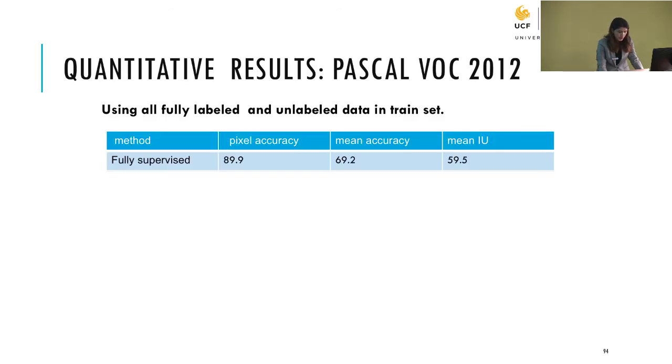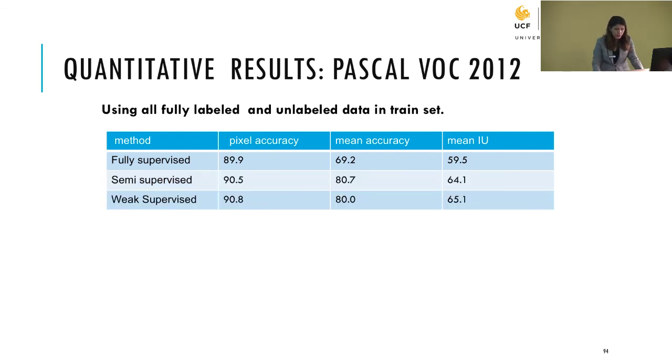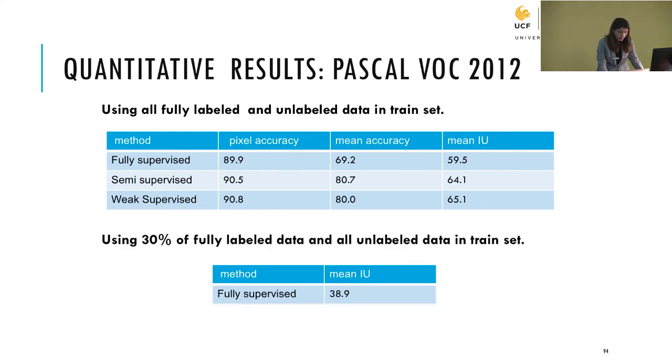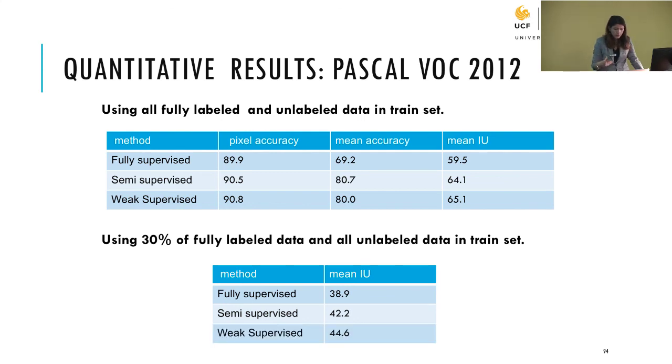This is a quantitative result on Pascal. For Pascal, we can use a weakly supervised approach as well because we have the image level label, and we get some improvement. We repeated this experiment using only 30% of the label data, and using the weakly supervised, we can get improvement also.